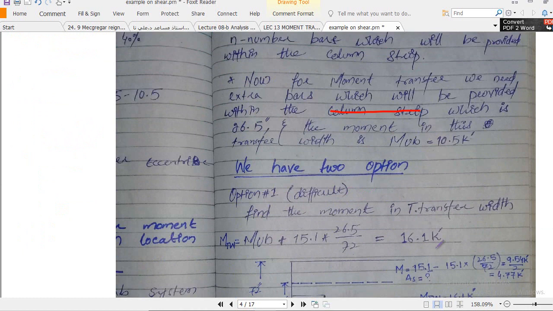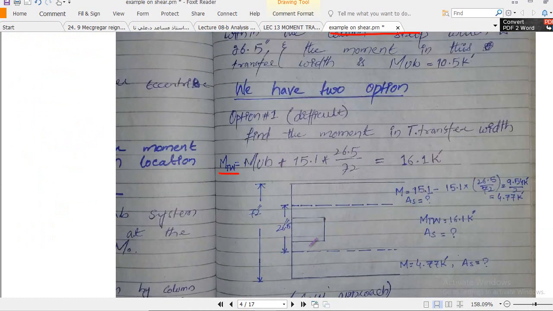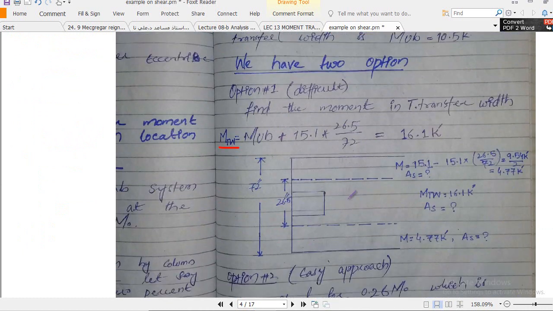Option 1 is this one, which is a difficult one. Find the moment in the transfer width. How to find the moment in the transfer width? So you see MTW. Now you need to understand this diagram, right? You see this is my column, right? And this is my transfer width.